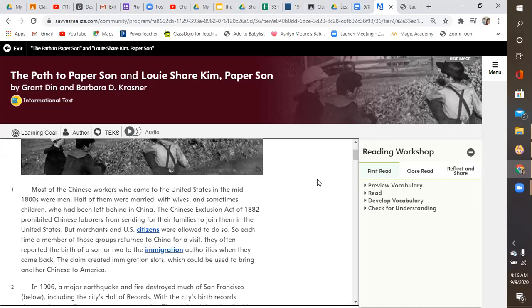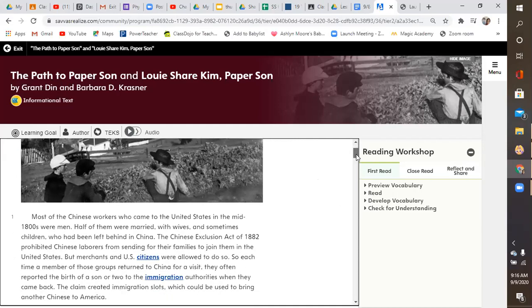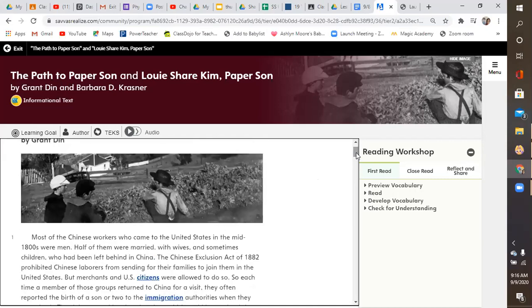First, we notice the title, The Path to Paper Sun. We did look at these real photos, and we can tell that this is probably old because it's black and white. That graphic helps us to know around the date that this will take place.